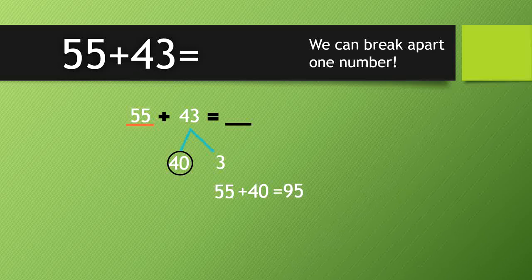Great job. Now, we still need to add something else to that 95. And what is it? Our ones. 95 plus 3. Count on from 95 to add 3. 96, 97, 98. 95 plus 3 equals 98. And that's our answer, boys and girls. 55 plus 43 equals 98.